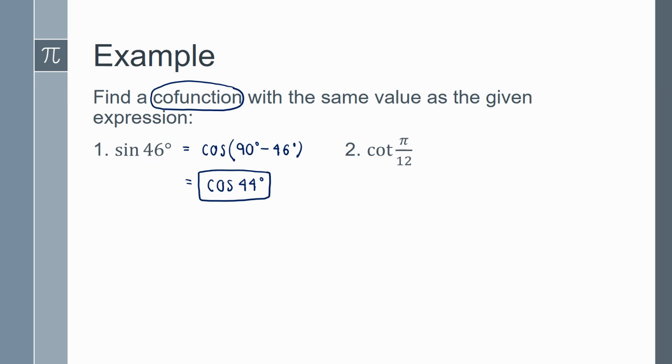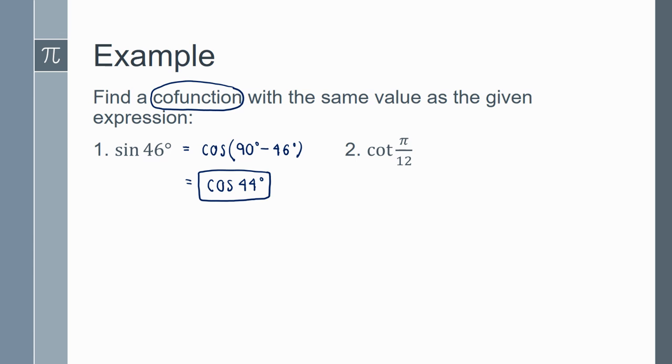You can prove that to yourself by putting it into your calculator. If you type sine 46 and hit enter, you are going to get the decimal 0.71933998. If you then do the cosine of 44, you will also get 0.71933998. They are identical because of this idea of cofunctions.